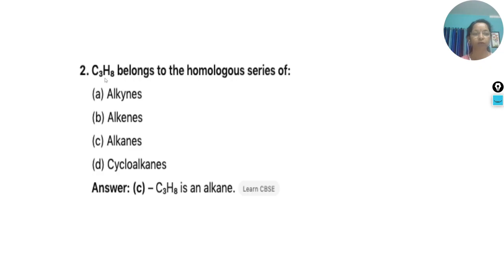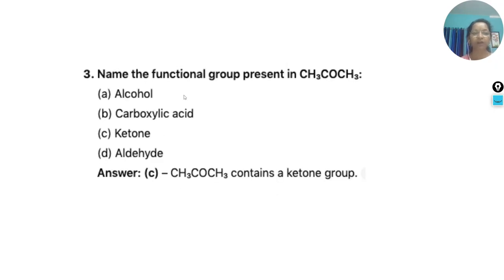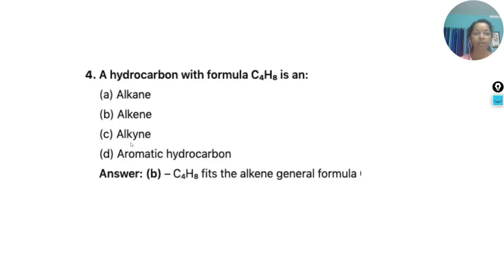Next, two. C3H8 belongs to the homologous series of which compound? It is in the formula CnH2n plus 2, so it should be an alkane. Number 3, name the functional group present in CH3COCH3. CO, that means C double bond O, it is a ketone group, no doubt, isn't it? A hydrocarbon with the formula C4H8 is CnH2n formula, so it should be an alkene.